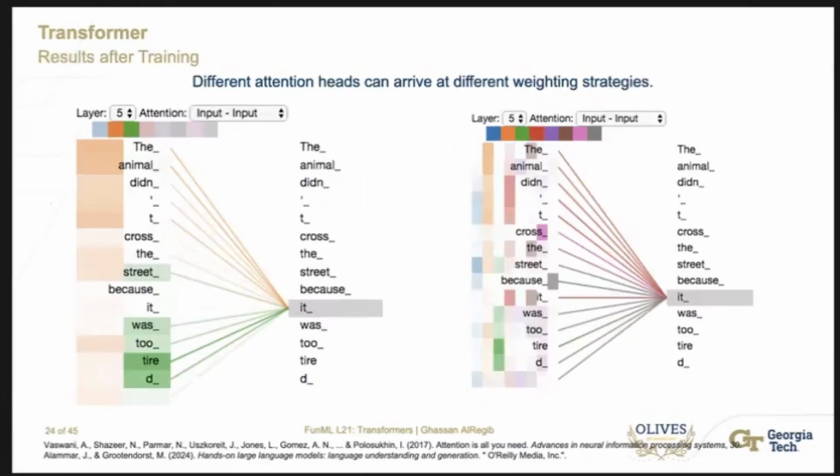So it's not as straightforward as we saw earlier. Sometimes it doesn't make sense how, for example, it is associated with tire, but this is the main benefit of the transformer: the different heads learn diverse information or diverse features.